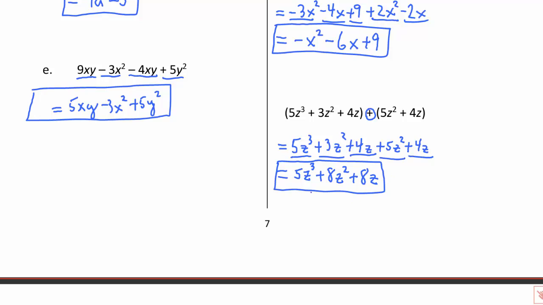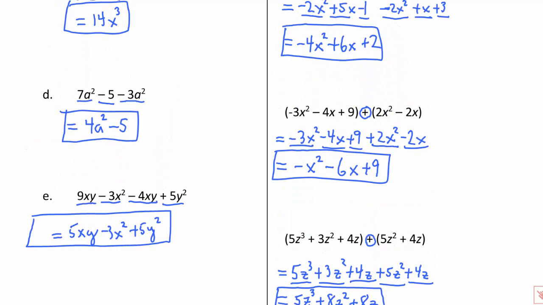What's the degree for this polynomial? If you said degree 3, you're correct. What type of a polynomial is it? It's a trinomial. Okay, let's look previously. The negative x squared minus 6x plus 9. What's its degree? It's degree 2.